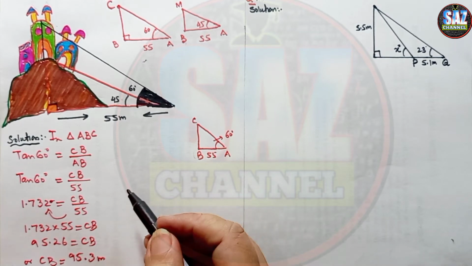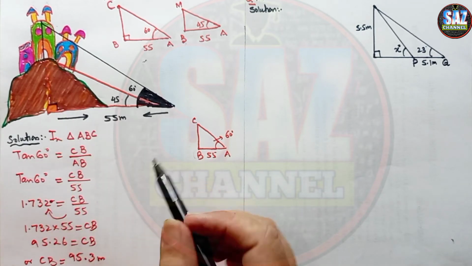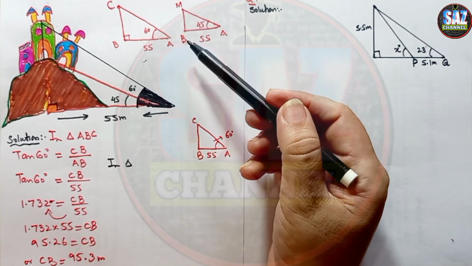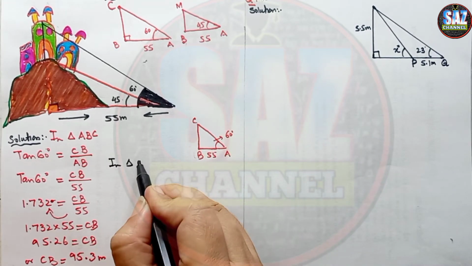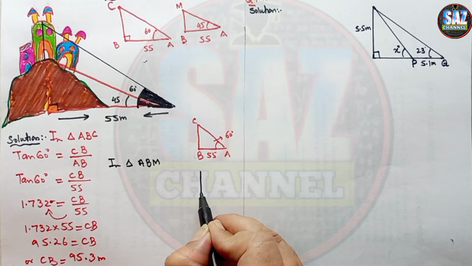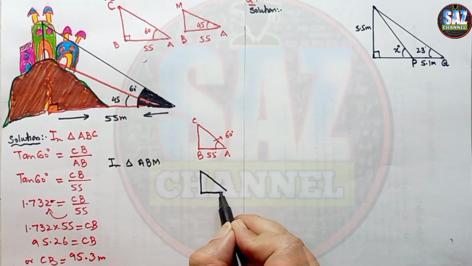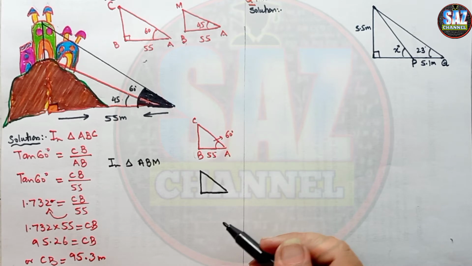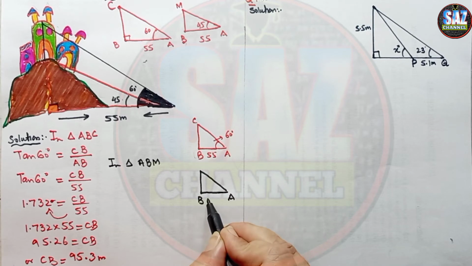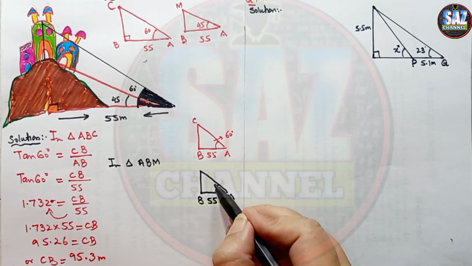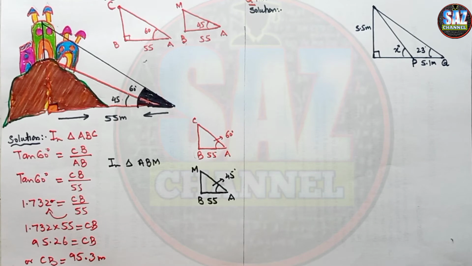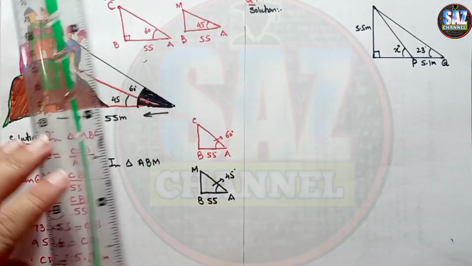Now we have to take this small triangle. In triangle ABM, again I have to make a triangle here so that my students can understand these concepts easily, because this is also one of the important concepts of the CA examination. This is A, this is B, and this has a value 55, and this is a 45 degree angle, and this is the position of M. And again we have to find the BM side.